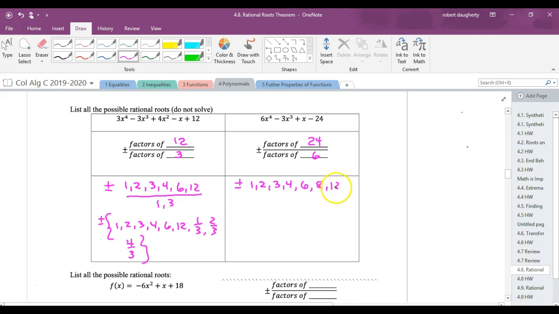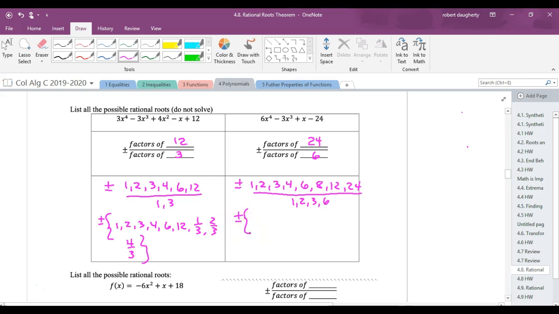8, 12, 24. Okay, this is a big list. So it's plus or minus all of these numbers, divided by the factors of what? 6. What are the factors of 6? 1, 2, 3, and 6. This list is going to be a short list or a long list? Long list, okay? So it's just testing whether or not you know how to create this list.